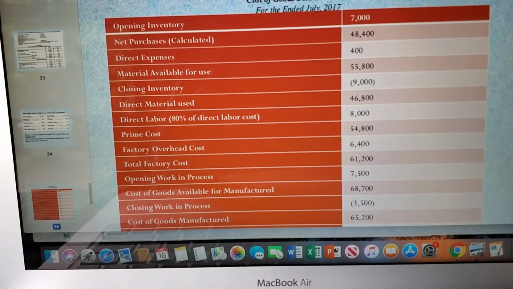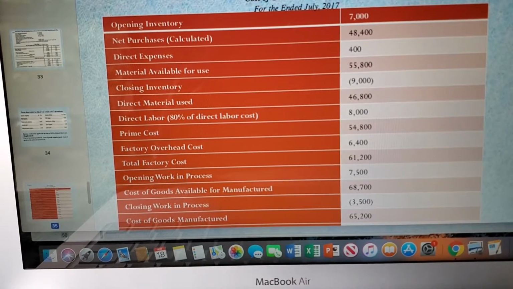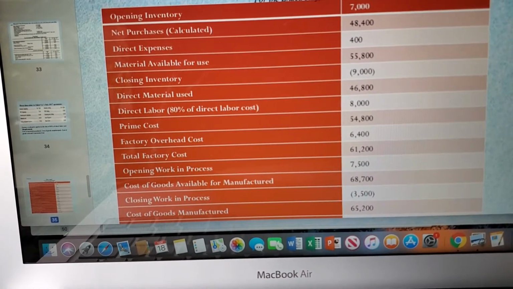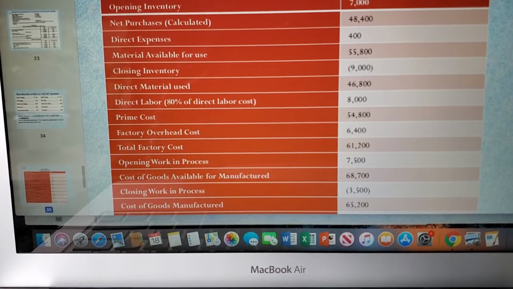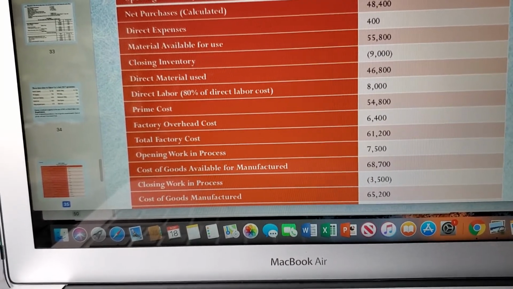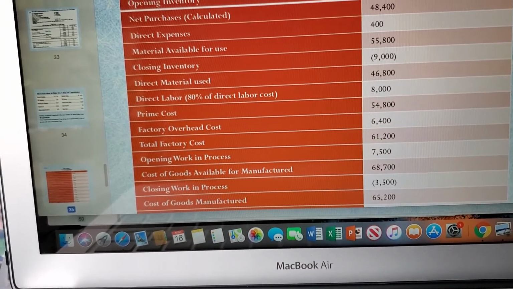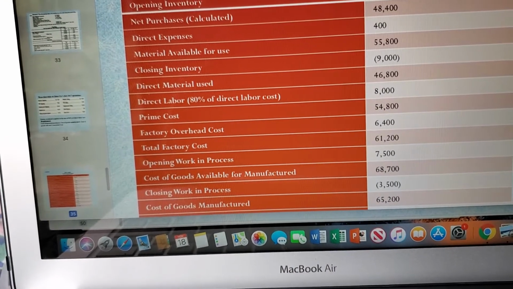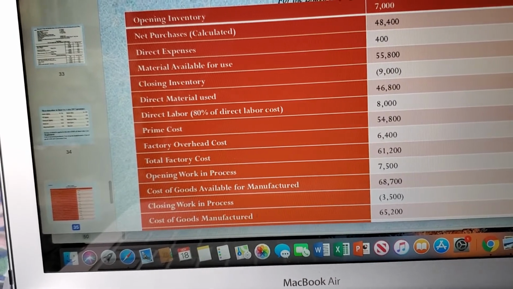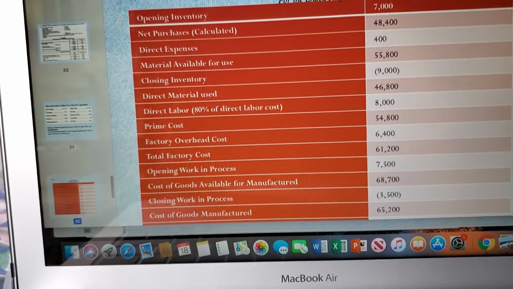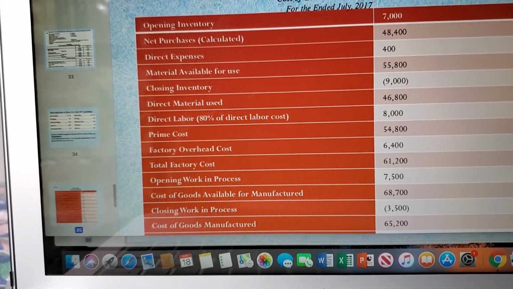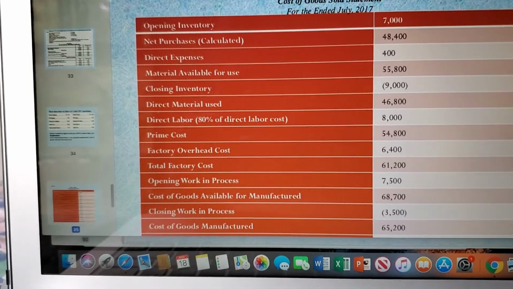Direct labor, 80% of direct labor cost is 8,000. Prime cost 54,800. Factory overhead cost 6,400. Total factory cost 61,200. Opening work in process 7,500. Cost of goods available for manufacture 68,700. Closing work in process 3,500. Cost of goods manufactured 65,200.